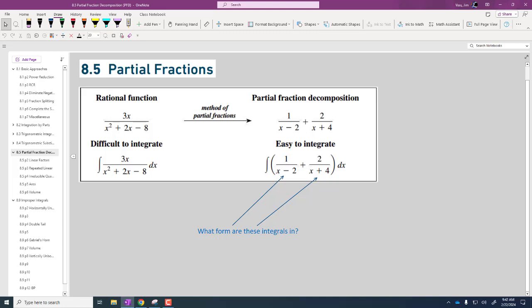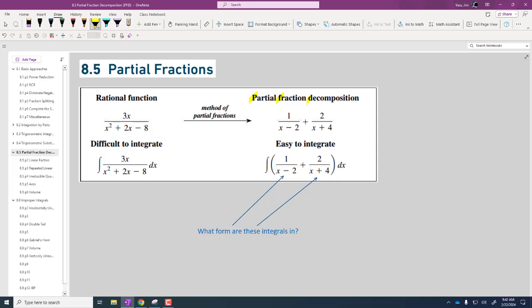The easy section of chapter 8. PFD, partial fraction decomposition. Ooh, sounds scary. Partial fraction decomposition. Let me point out the sum of these two rational functions right here. You did this a boatload back in algebra where you took those two things, you got a common denominator, and you ended up with one rational expression.